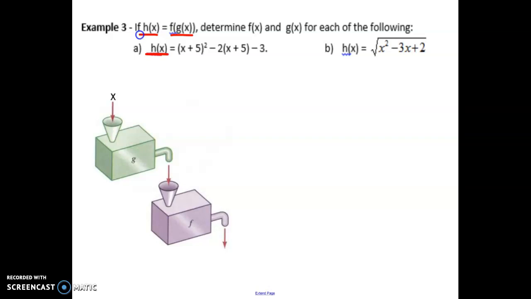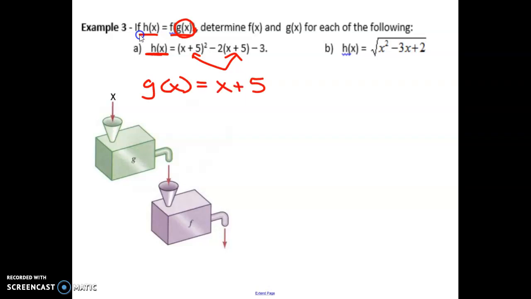So we're given h. Now, when I look at this, there seems like there's something out of place. What seems out of place in this question? The things in the brackets, right? These seem kind of out of place. So let's say that that is our inner function. We're going to call that g. So g of x is going to be x plus 5.